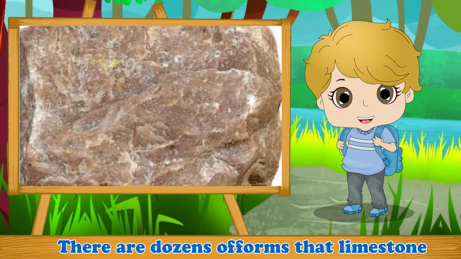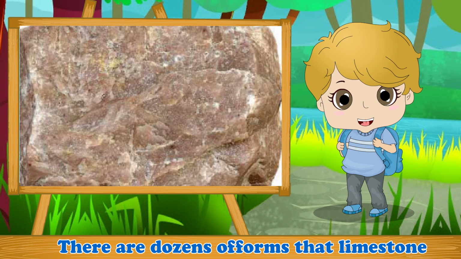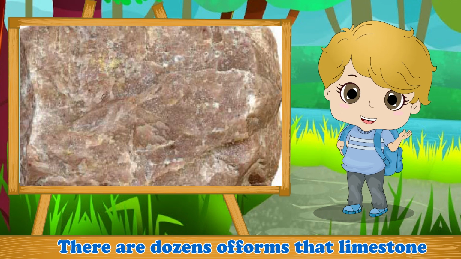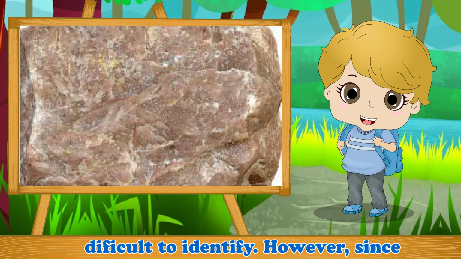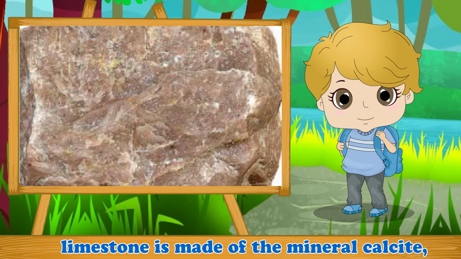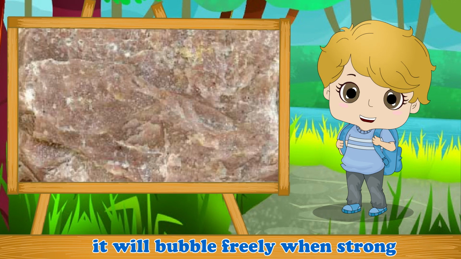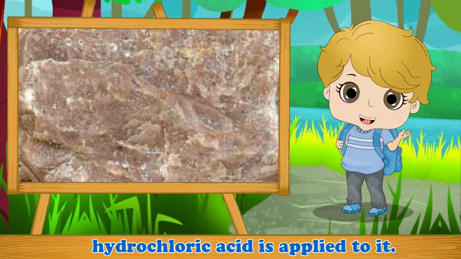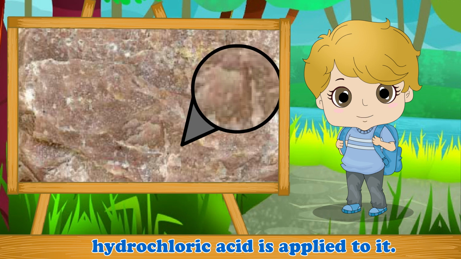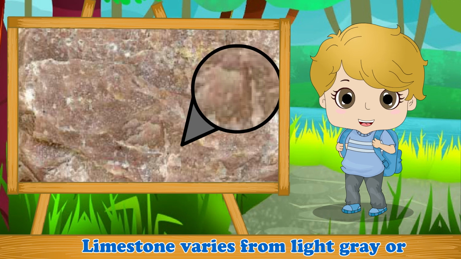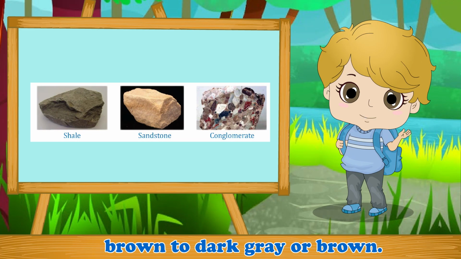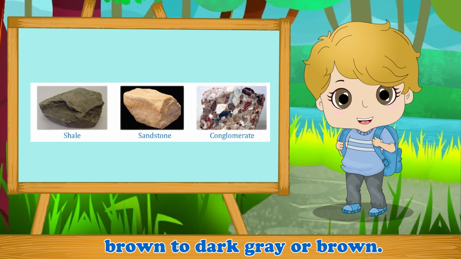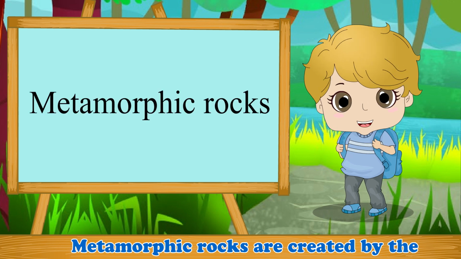Limestone. There are dozens of forms that limestones can take, often making it visually difficult to identify. However, since limestone is made of the mineral calcite, it will bubble freely when strong hydrochloric acid is applied to it. Limestone varies from light gray or brown to dark gray or brown. Shale, sandstone, conglomerate. Metamorphic rocks.